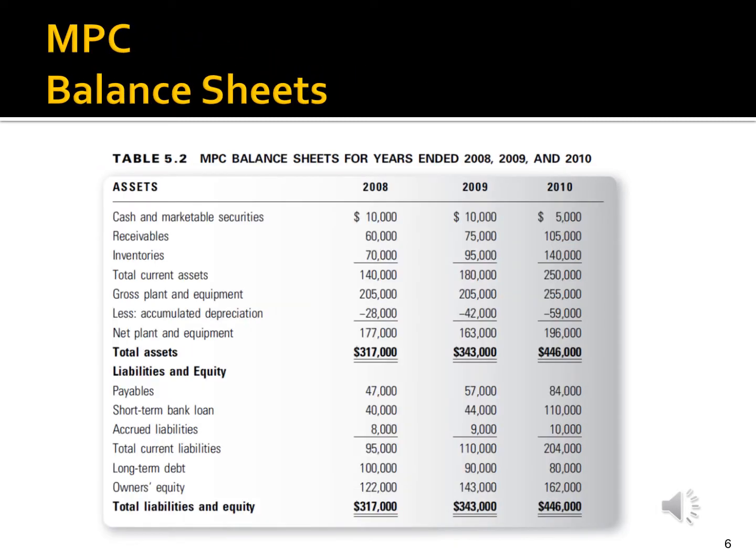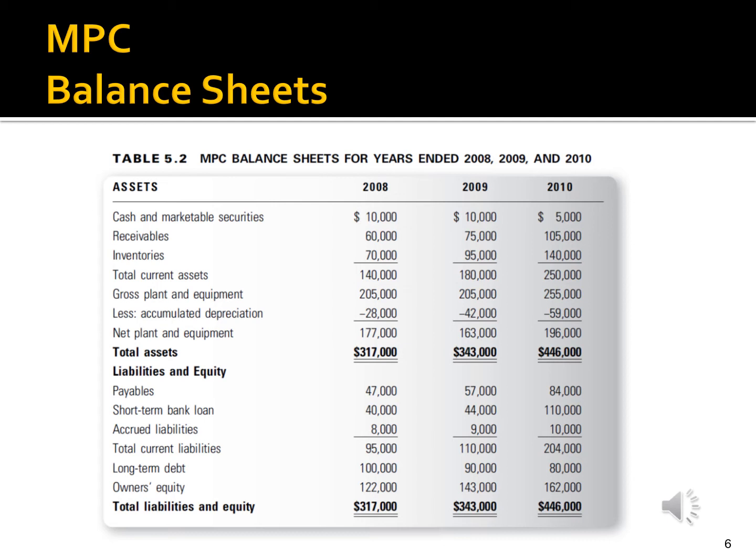After that, we check the balance sheet of the MPC. The equation for the balance sheet is asset equals liabilities plus equity. So the upper part here is asset and the lower part is liability and equity for the company. Asset here we have cash and marketable securities, receivables, inventories, and then total current asset. Usually it starts from current asset and after that fixed asset like plant and equipment and net plant and equipment. So total asset is current asset plus fixed asset here.